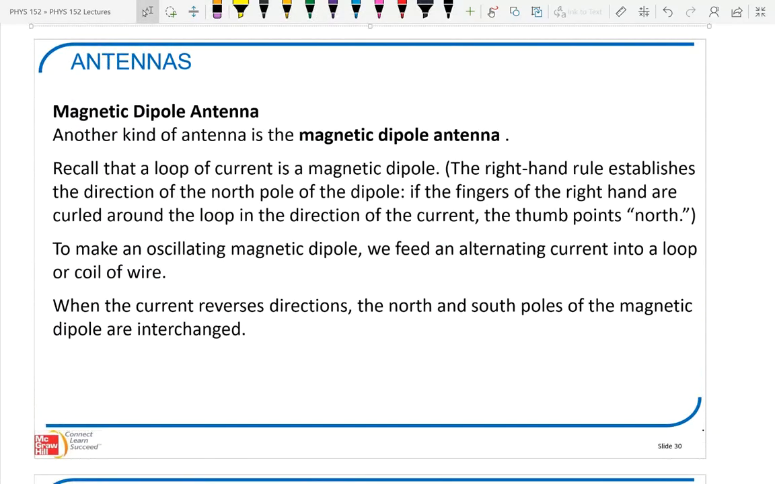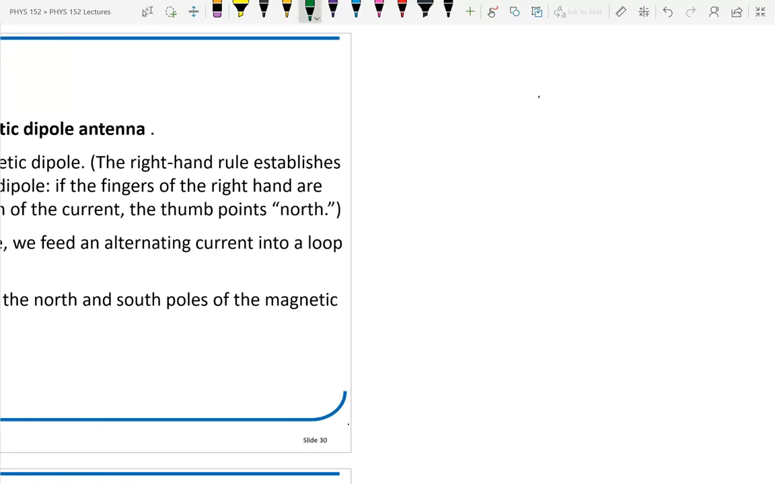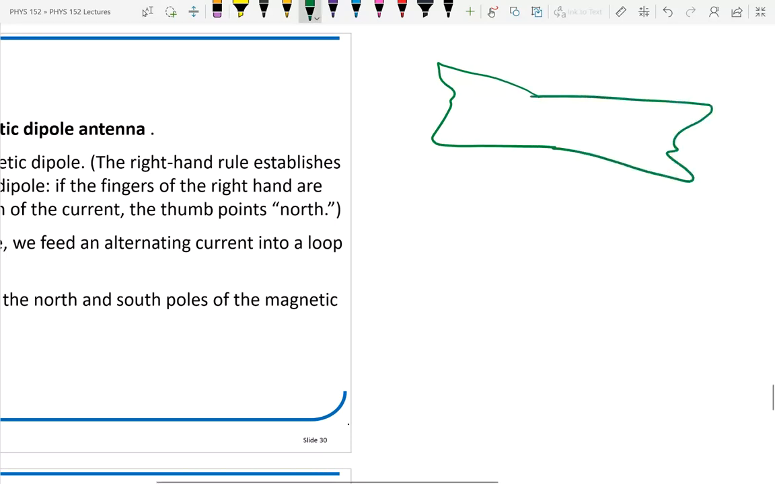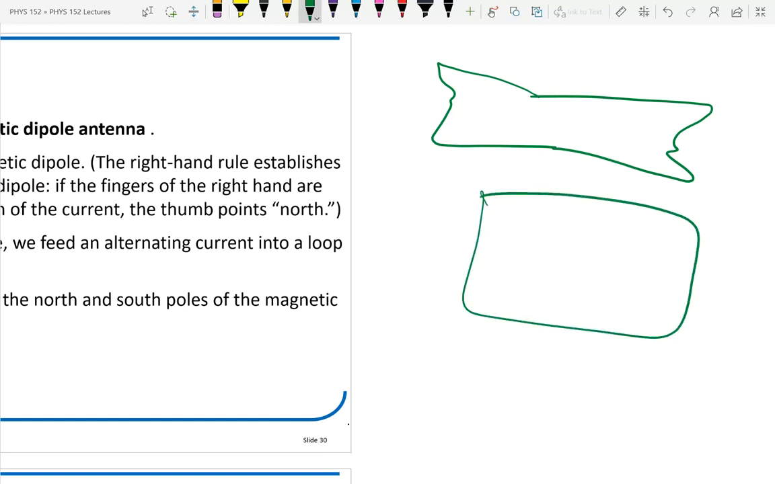Not the only type of antenna. You can also make a magnetic dipole antenna. When I was going through my lecture preparing for today, I was like, I just covered the dipole antenna. That was an electric dipole. This is a magnetic dipole. Magnetic dipole antenna, we used to have something that looked like this with our antenna. That is a loop. These days, you generally have something that's like this and has a whole bunch of wraps, like 20 wraps of wire.